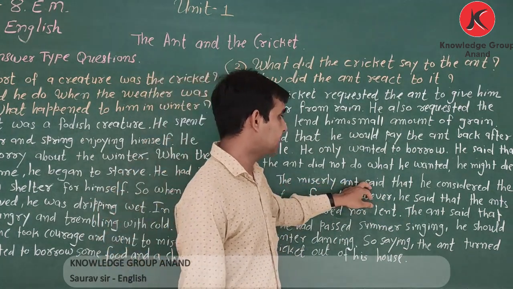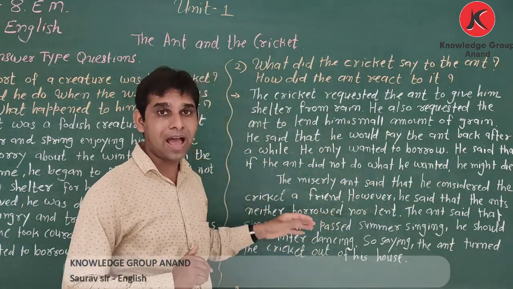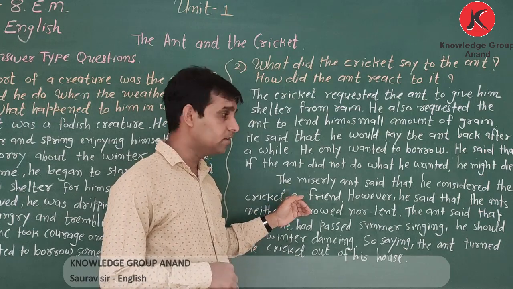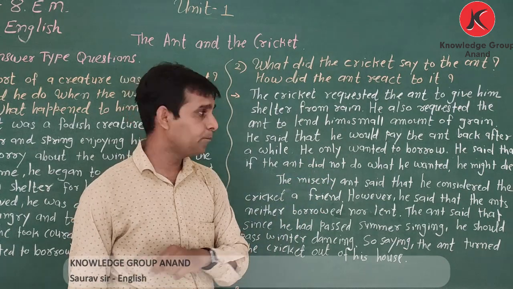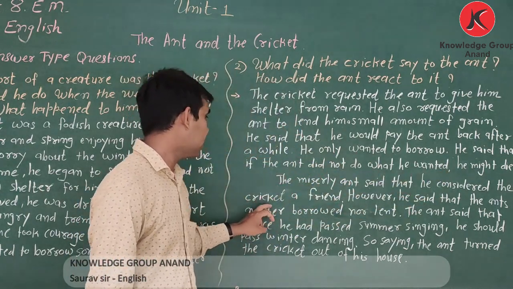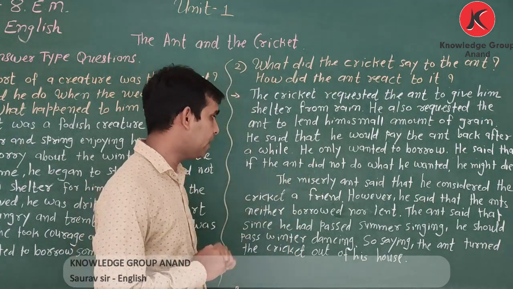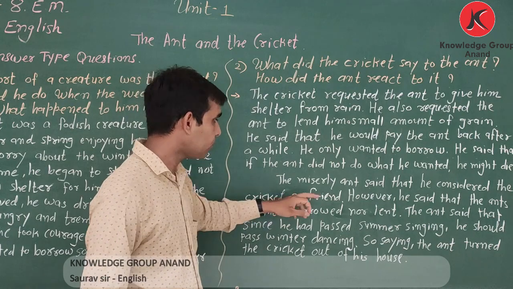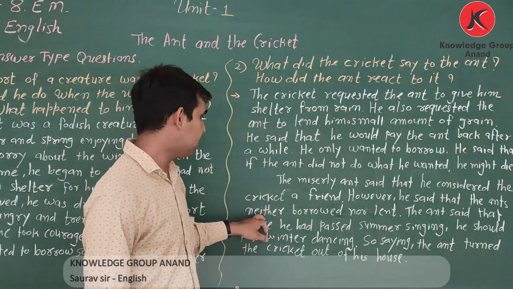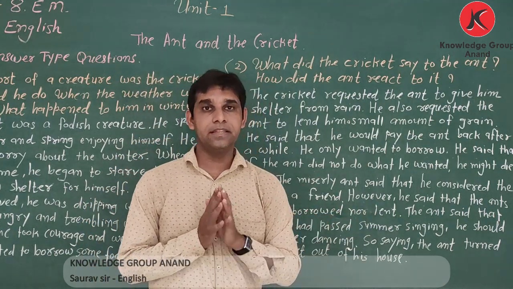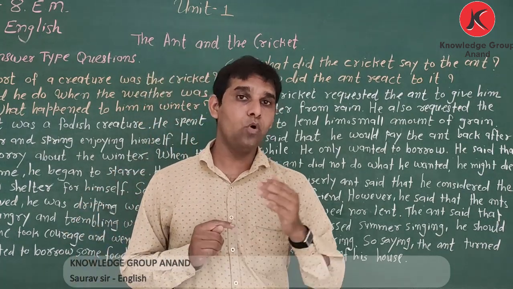The miserly ant said that he considered the cricket a friend. Now turn to the answer. The ant gave the answer to the cricket. What did the ant say? The miserly ant said that he considered the cricket a good friend. But, however, he said that ants neither borrowed nor lent. The ants never borrowed nor lent to anyone.